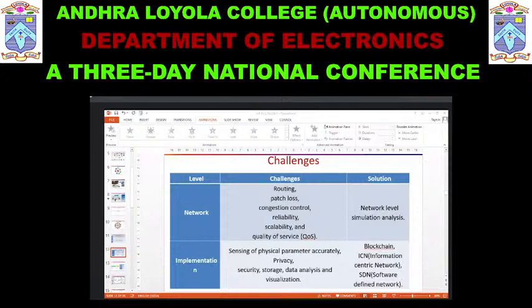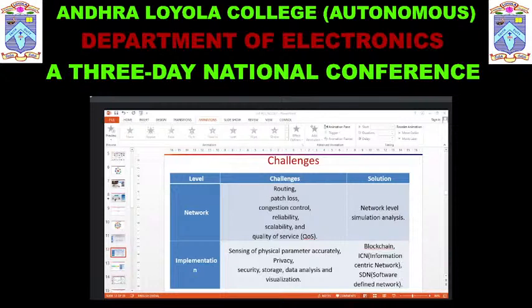Next, once you are able to identify the best routing topology for the selected smart city, we started the implementation. Without proper network simulation, if you go directly for the implementation, the system design will become expensive. The implementation cost will increase.